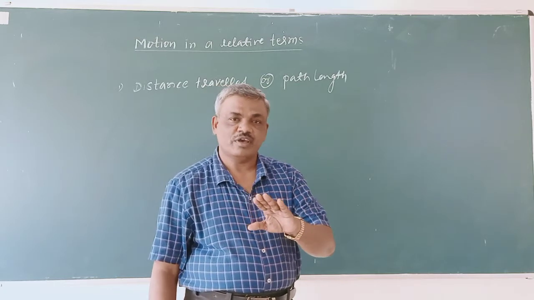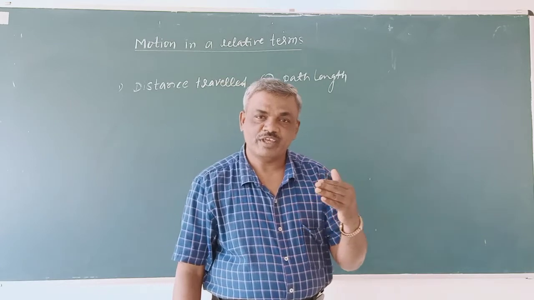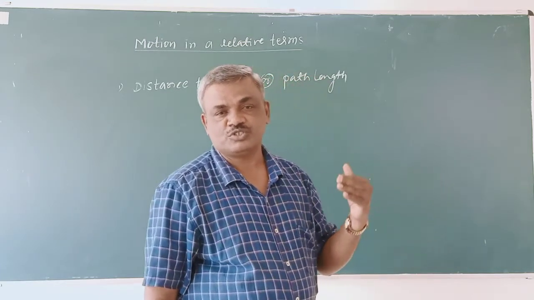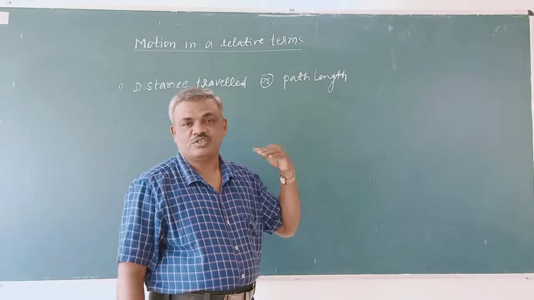If a body is moving along a straight line, that is a one dimension motion. When a body is moving in a plane, that is a two dimension motion. When a body is moving in space, it is called a three dimension motion.